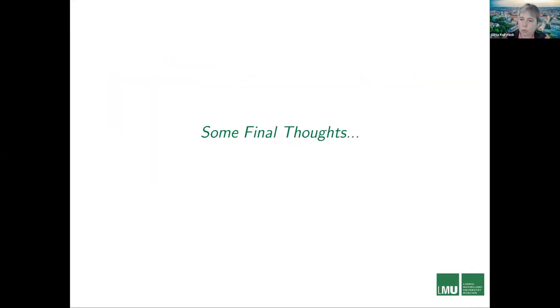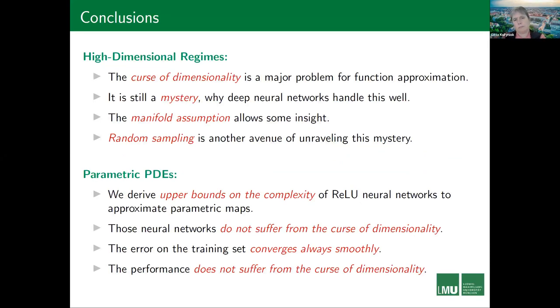And so let me conclude. We live in this high dimensional regime because neural networks are extremely effective. Usually that is a problem, this curse of dimensionality, but to a certain extent we now have very interesting results which show why neural networks are able to handle this curse of dimensionality. Still, there is a lot of space to fill concerning this mystery. What I showed you here was this manifold assumption, which gave us a bit of insight, this random sampling, and then we went into the world of PDEs.